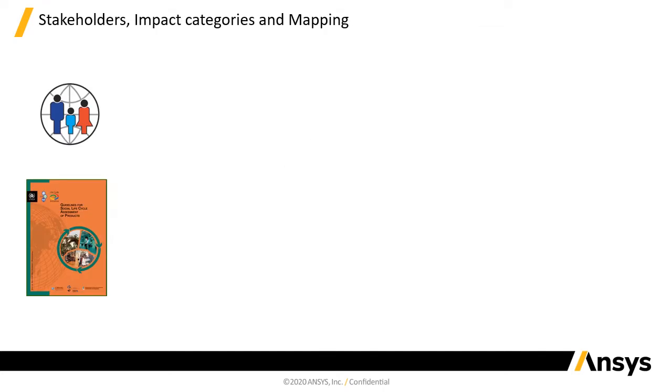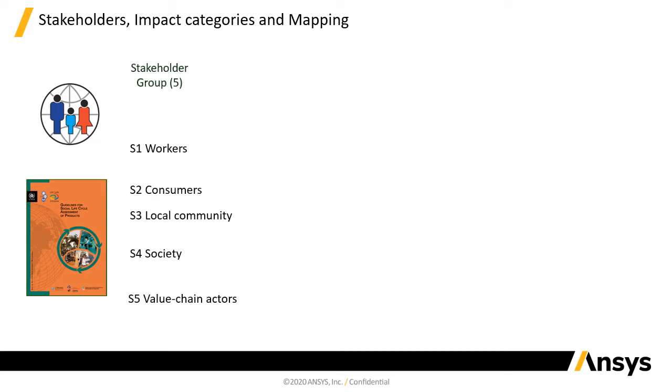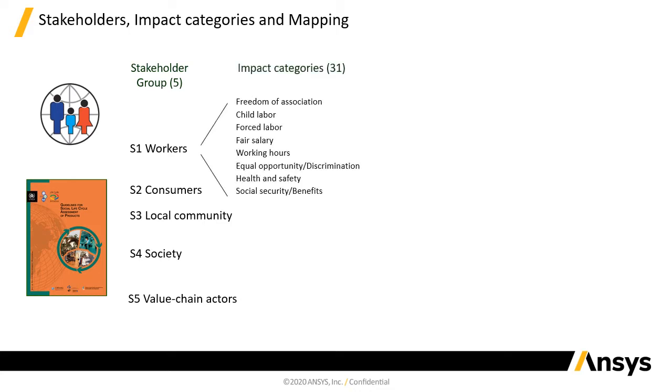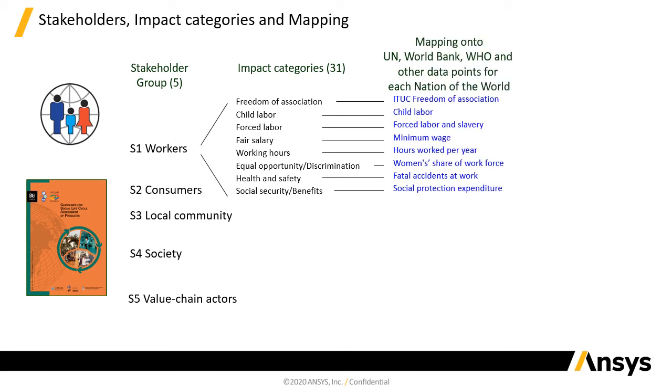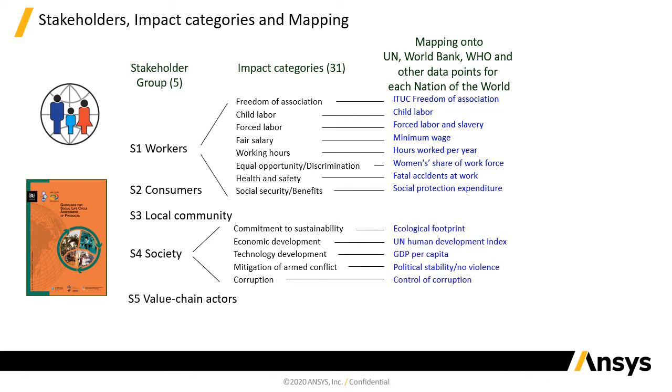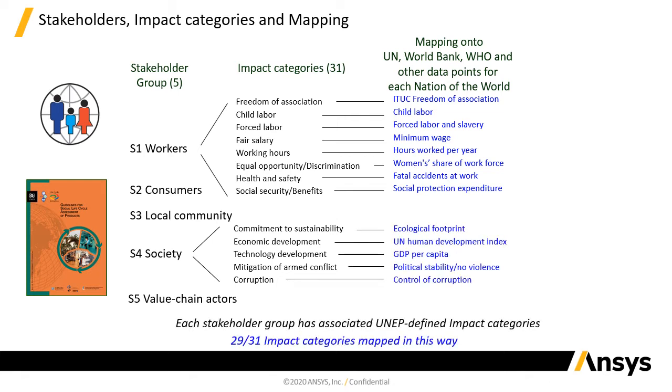The guidelines for social life cycle assessment of products provide stakeholder groups, such as workers, consumers, local communities, society, and value chain actors. These have assigned impact categories. Here you see some examples of those. We have mapped data points from the UN, from the World Bank, and other organizations for each nation of the world, and we've done this for each impact category. We have mapped this way 29 out of the 31 impact categories provided in the guidelines.